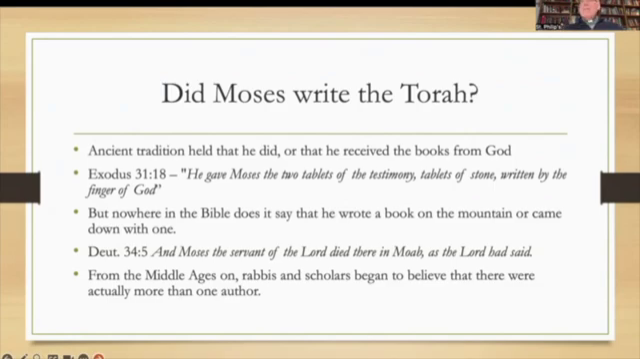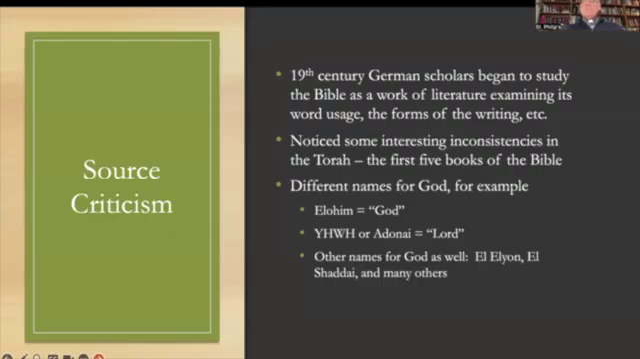And in fact, from really early on, at least from the Middle Ages, scholars, rabbis began to believe that actually this wasn't all written by Moses, that there was more than one author. In the 19th century, German scholars began to apply some of the techniques of literary criticism to the Bible. They were studying literature and picking it apart. You know, if you've ever studied English in college, you know how you get things picked apart.